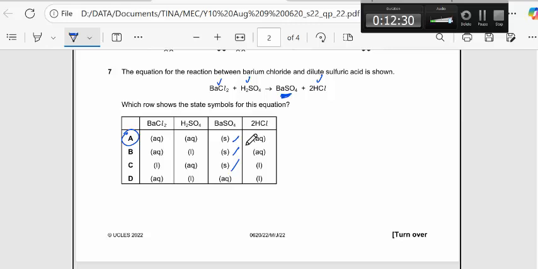I will be teaching you this next chapter. Why is B A? Because I thought it's soluble. Oh, barium chloride is liquid. Okay?